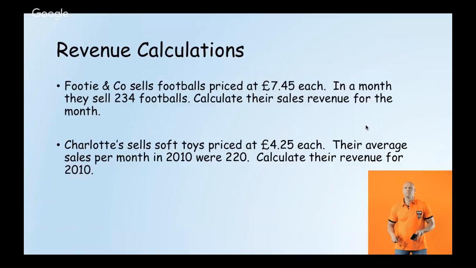Now try this one. Charlotte sells soft toys priced at £4.25 each. The average sales per month in 2010 were 220. Calculate their revenue for 2010.